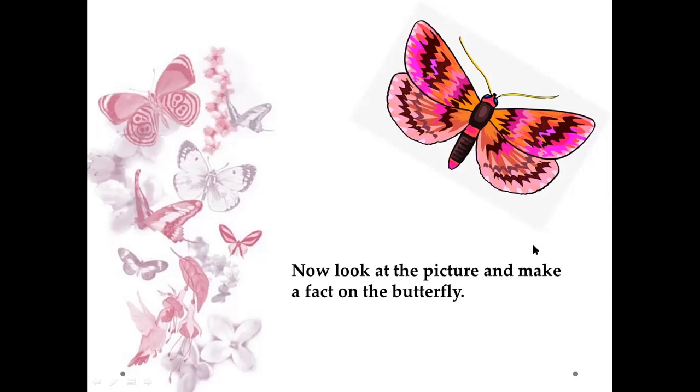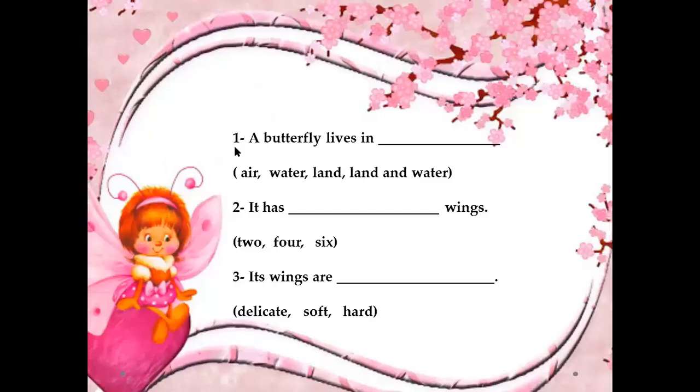So come with me. I'll help you in making the sentences. Now, the first one, for example, I'm making a sentence about a butterfly. A butterfly lives in air, water, land, or land and water. Which one? Okay, think about it. It has wings. How many wings? 2, 4, or 6. How many wings does a butterfly have? Its wings are delicate, soft, or hard. Do you know anything about a butterfly? So let's start filling the blanks.